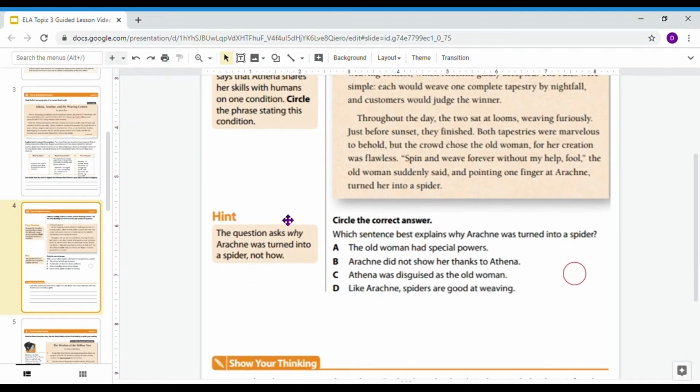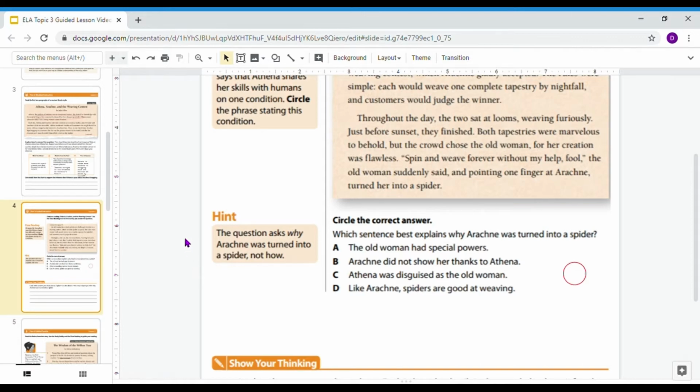And now let's look at our multiple choice question. Which sentence best explains why Arachne was turned into a spider? Is it A, the old woman had special powers? B, Arachne did not show her thanks to Athena? C, Athena was disguised as the old woman? Or D, like Arachne, spiders are good at weaving?